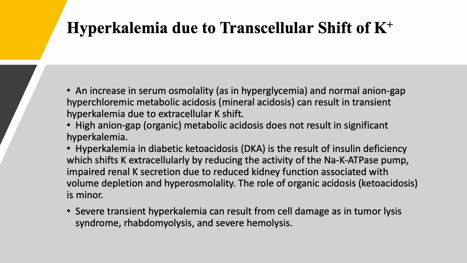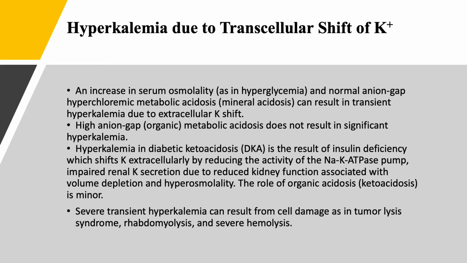Now, let's talk about transcellular shift of potassium. So potassium is mainly inside the cell. If it shifts outside, you are going to get hyperkalemia, although transient. So an increase in serum osmolality like hyperglycemia and normal anion gap or non-anion gap hyperchloremic metabolic acidosis, also known as mineral acidosis, like what you would see with diarrhea, for example, can result in transient shift of potassium extracellularly. So the potassium shifts outside. On the other hand, with high anion gap metabolic acidosis, or organic acidosis, usually that doesn't happen.